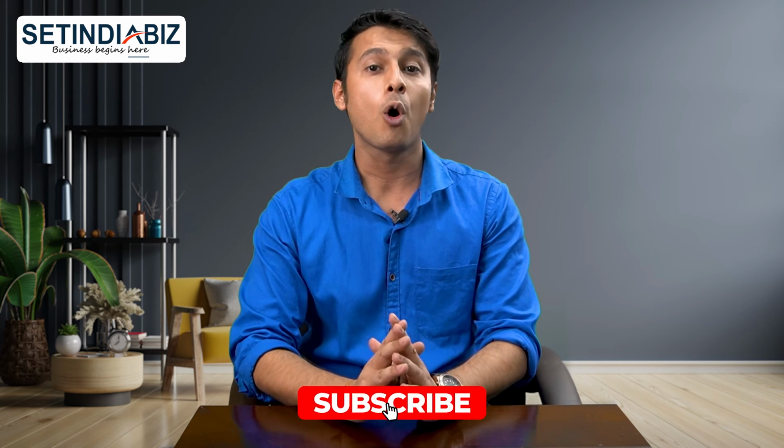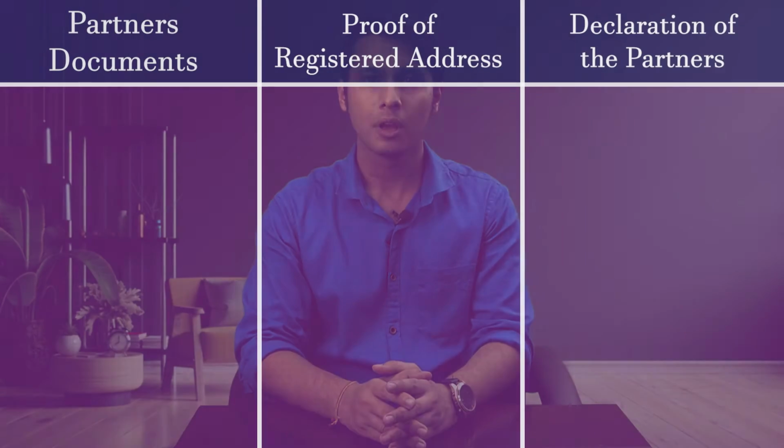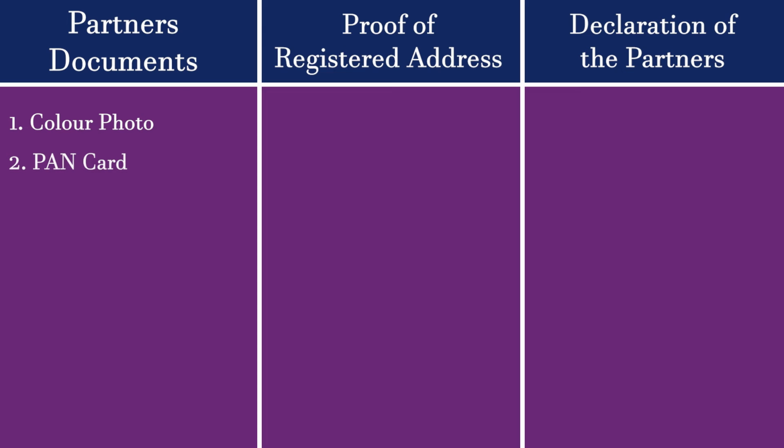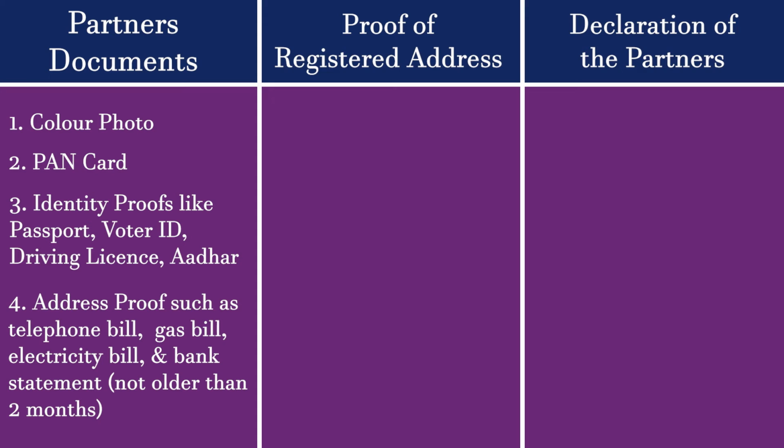Number 1. Partners' documents. Documents of all the partners are required to be submitted as an attachment to the LLP incorporation form. These are basic KYC documents such as color photo, PAN card, identity proofs like passport, voter ID, driving license, etc., Aadhaar, proofs of address such as telephone, gas, electricity bill, and bank statement, which is not older than 2 months.